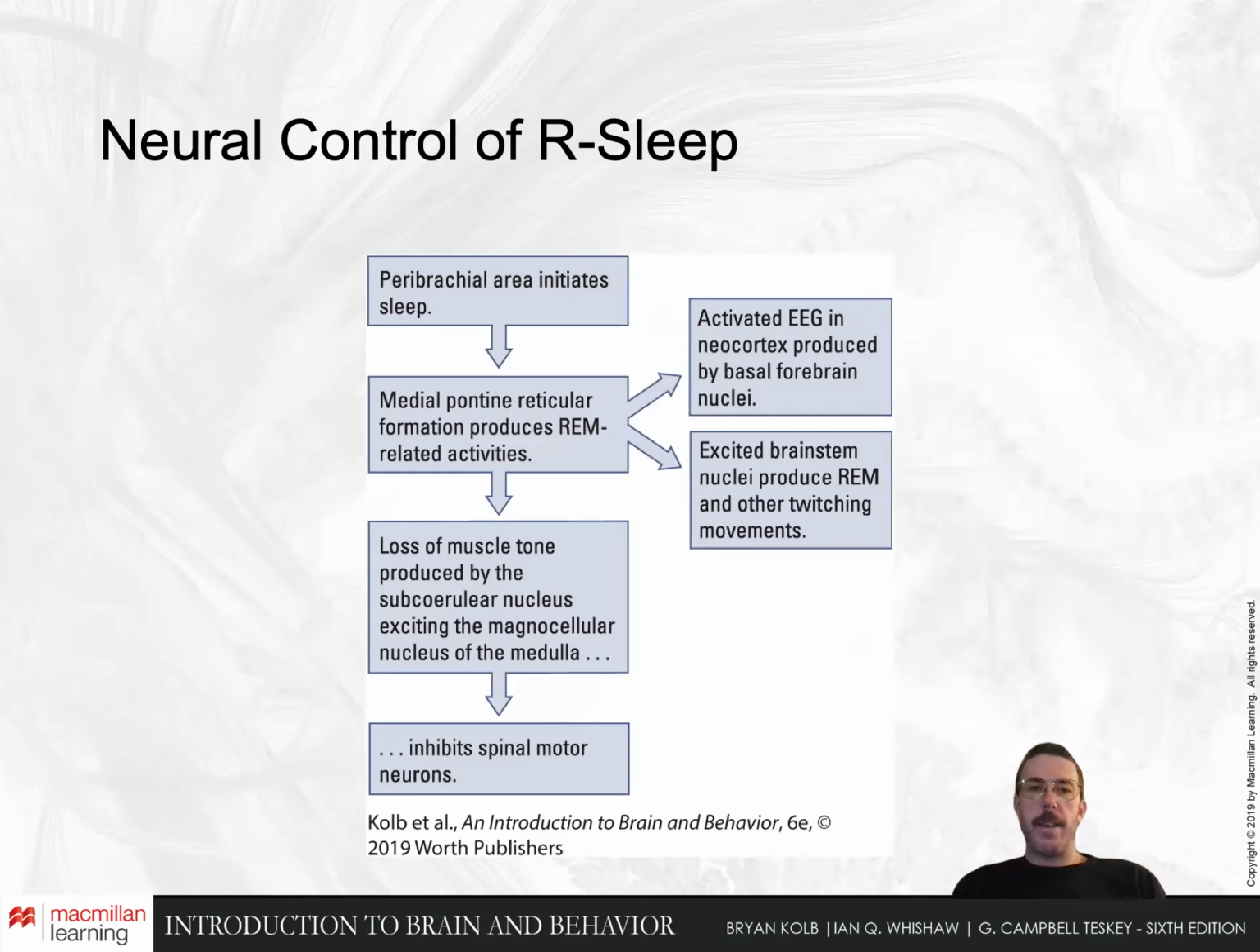So the parabrachial area seems to initiate sleep. The medial pontine reticular formation can produce REM-related activities like activating the EEG via the basal forebrain nuclei and exciting the brainstem nuclei to produce REM and other twitching movements. This also leads to a loss of muscle tone produced by the subcoeruleus nucleus, which excites the magnocellular nucleus of the medulla and inhibits the spinal motor neurons going down to the body.